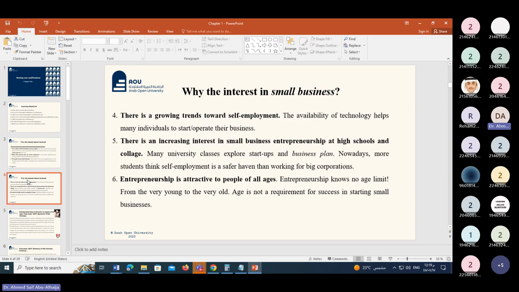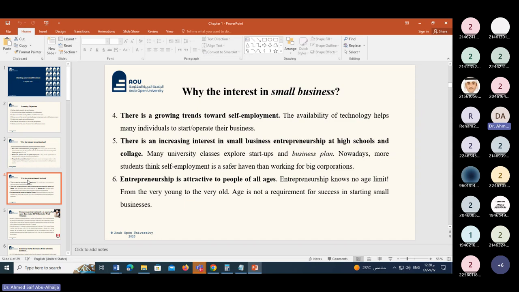Number five, there is increasing interest in small business entrepreneurship at high schools and colleges. Every time you hear about the significance of small businesses, right? On TV, on the radio, in school, in colleges, even now I am explaining to you the significance of small businesses, right? And why it's important to the community to satisfy their needs and wants, and also to satisfy your needs and maybe your family's wants or needs, right? So it's important. By the way, most businesses in the world are what? Small businesses. So again it's important to you as an owner, important to the community to satisfy their needs, important to the economy, right? And also important to keep the market competitive.